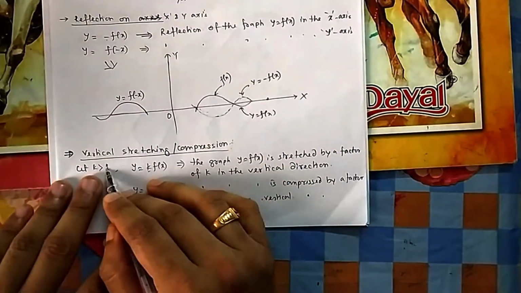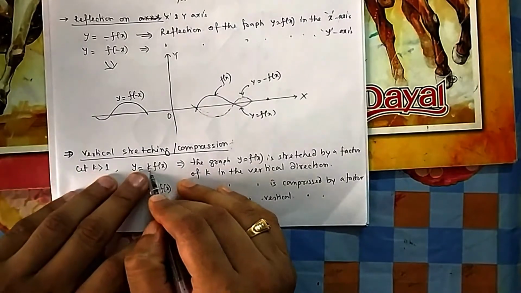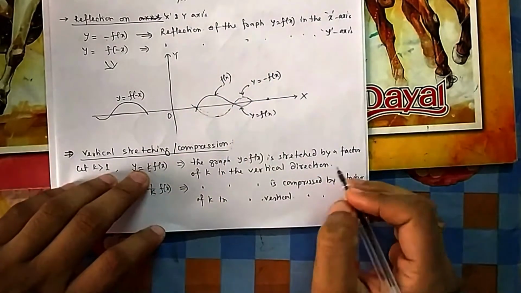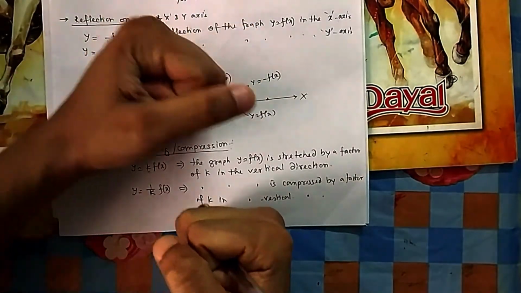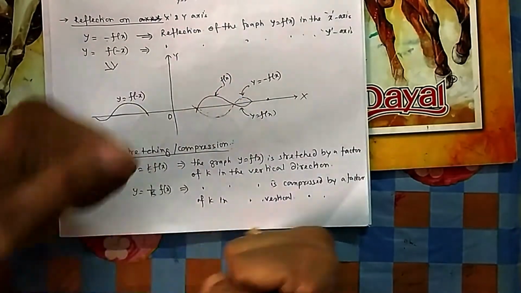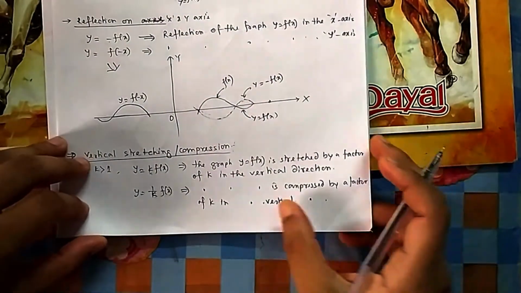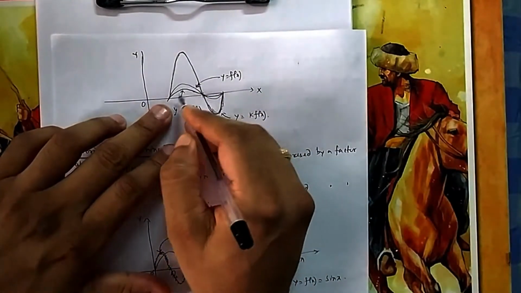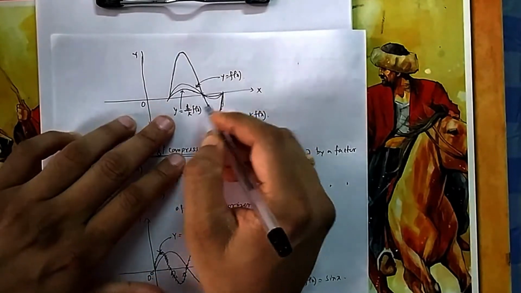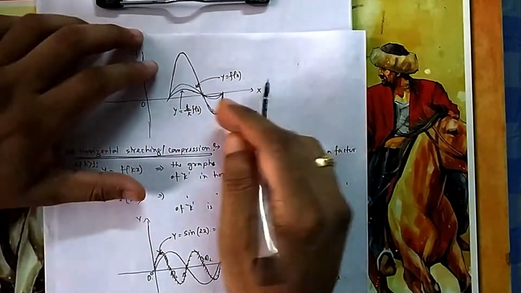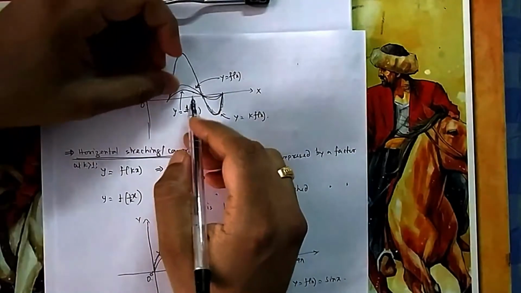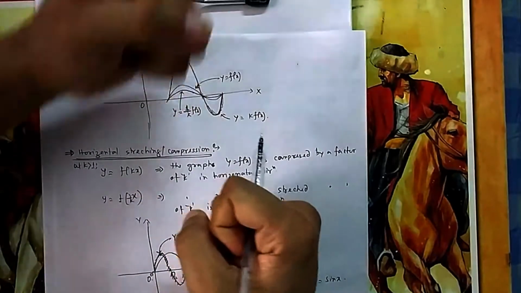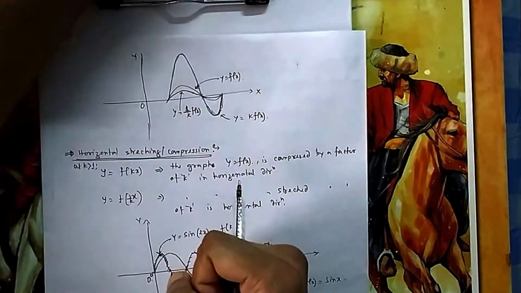If k is greater than 1, say if you take the product 2, 3, 4, 2.5, it will be stretched by a factor. If you are stretching it 2 times, and if you divide, then you are compressing it. So it will be compressed by a factor of k in the vertical direction. You can see this is your original graph, the middle one, y equal to f(x). If you do y equal to k f(x), that means you are multiplying your output, so the output gets increased. It is like a rubber band. You have stretched it this side, so it gets elongated.